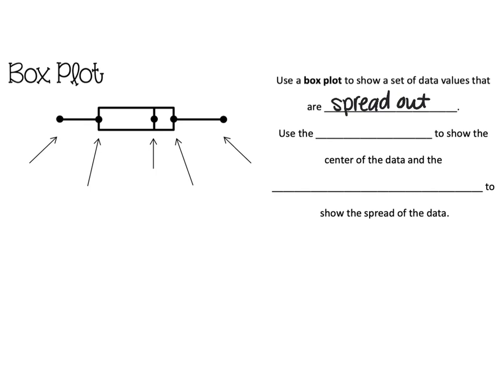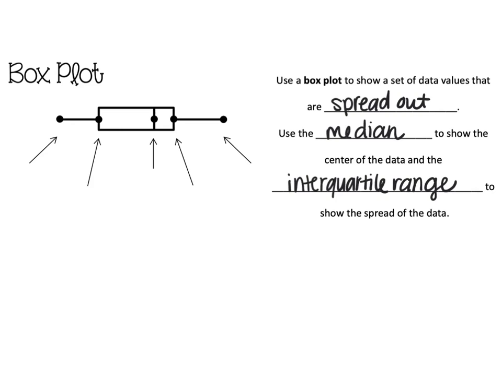And with a box plot, because those data points are spread out, the median is going to be the best measure or representation of the center of the data. And the interquartile range will show the spread of the data. So let's look at how we can interpret a box plot.